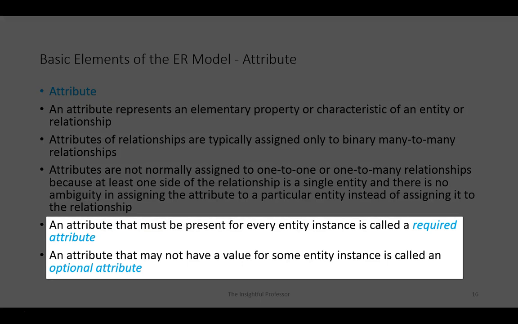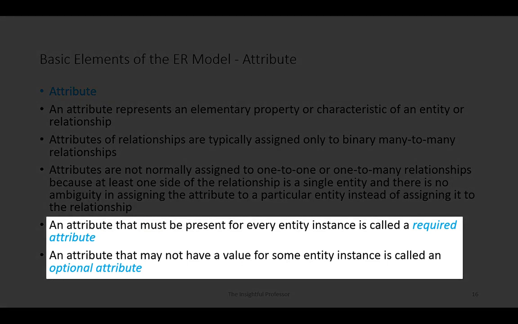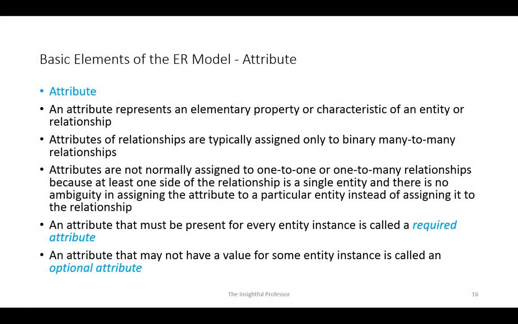So an attribute that must be present for every instance is called a required attribute, and an attribute that may not have a value for some entity instance is called an optional attribute. I'll give you an example. Suppose we had first name, middle name, last name. It's possible that not everyone has a middle name. So that would be an optional attribute.